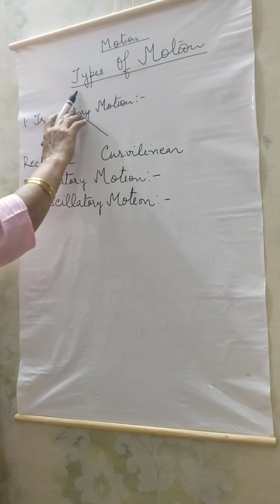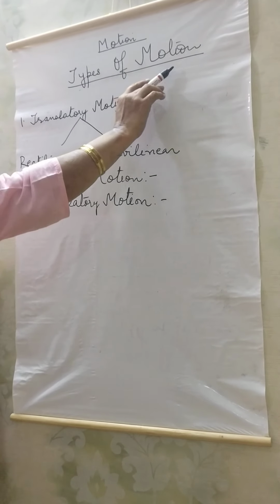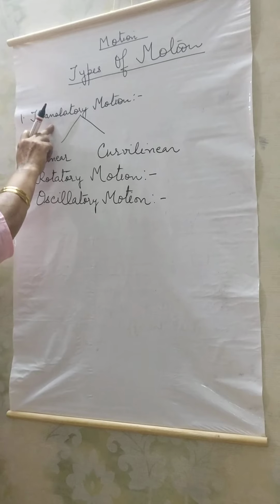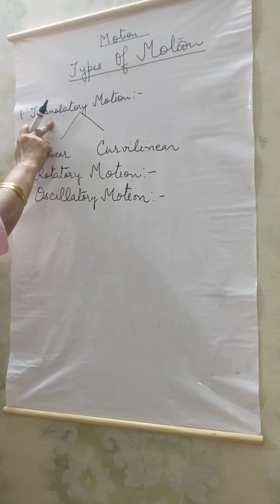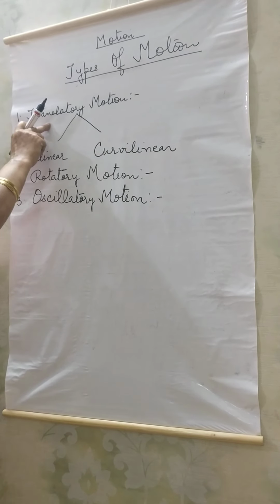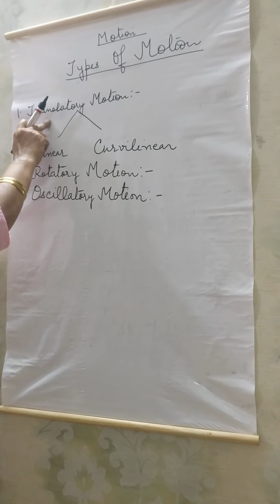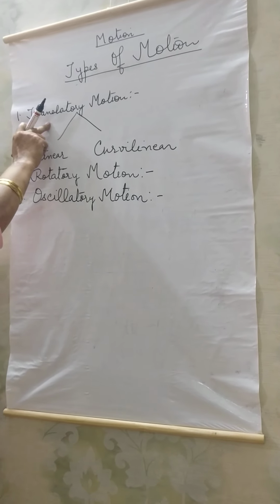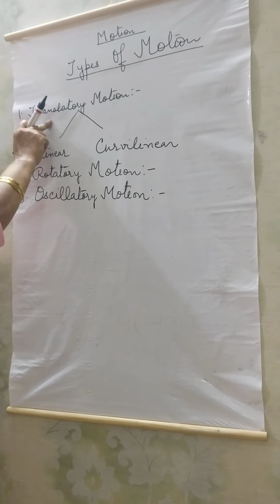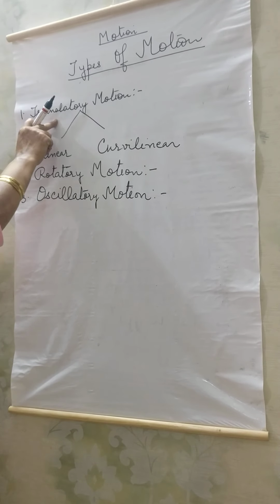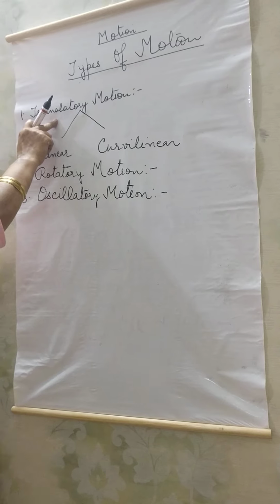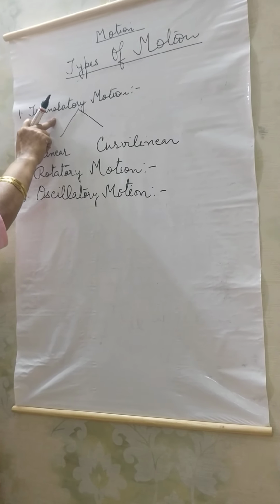In this video, you will be learning about different types of motion. First one is translatory motion. In this motion, an object as a whole moves such that each part of the object covers equal distance in equal interval of time, then it is said to be translatory motion.